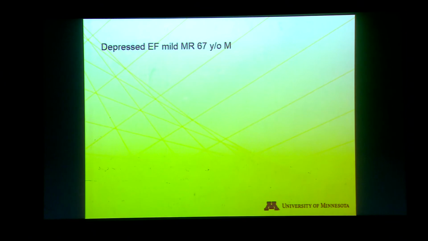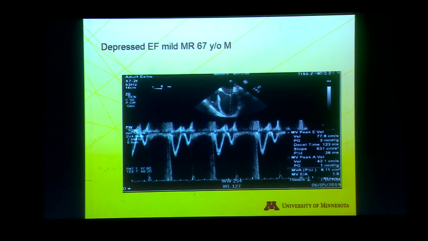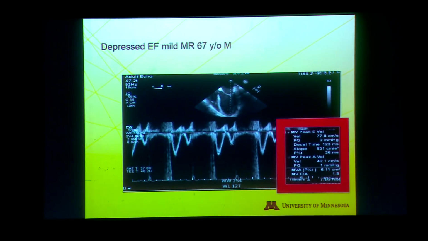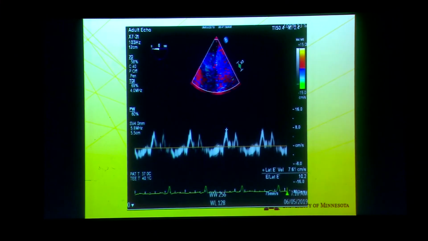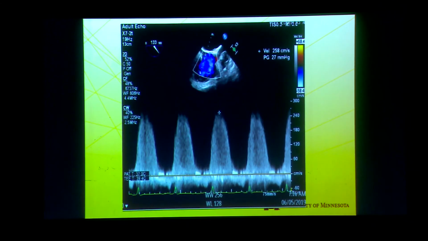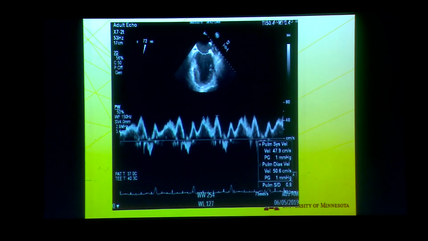So this is a different patient: depressed ejection fraction, mild mitral regurgitation, 6 to 7 year old male. These are the values that we got. The velocity for E is 77.8, and the E by A ratio is 1.8. And this is your tissue Doppler. We got the lateral at 7.61. We got a tricuspid regurgitation velocity of about 250 centimeters per second. And this is pulmonary venous flow.